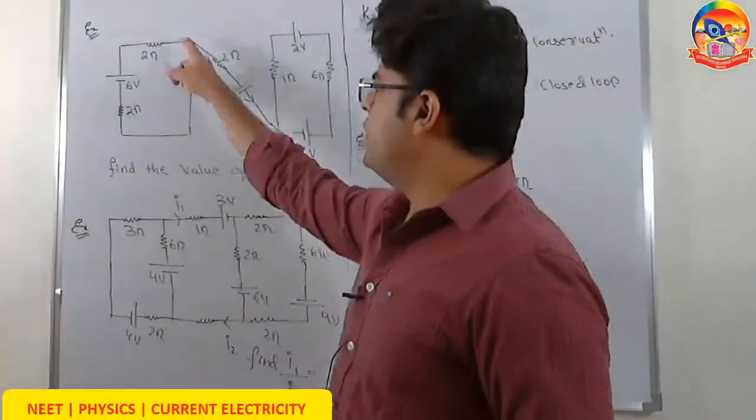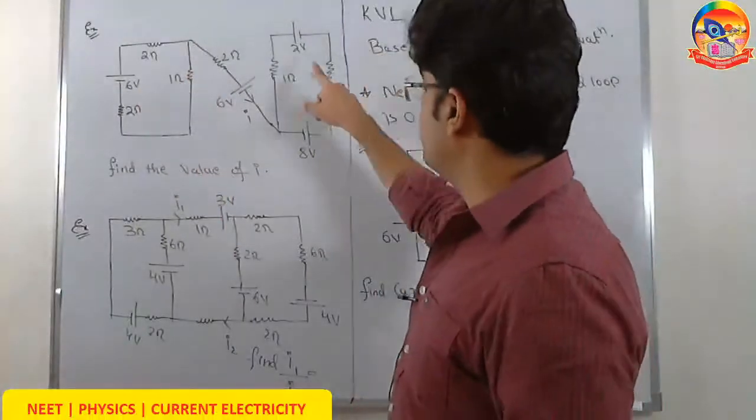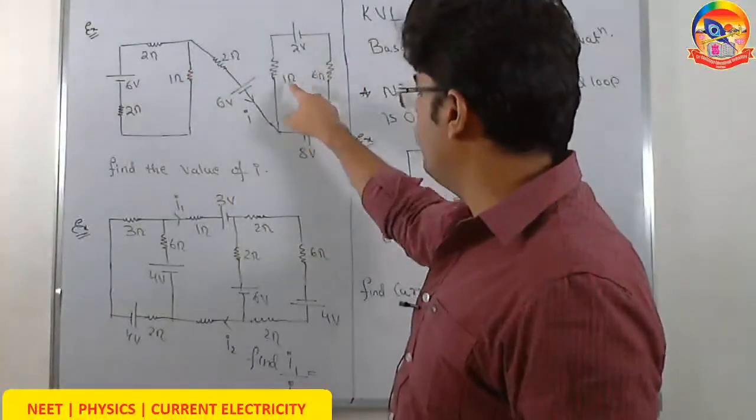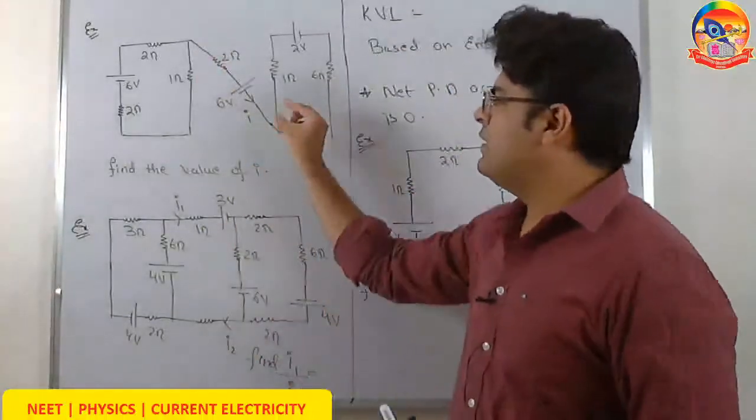First question, there is this circuit having a battery of 6 volt, 2 ohm, 1 ohm, 2 ohm resistance. Second circuit, 2 ohm, 2 volt, 8 volt, 1 ohm, 6 ohm resistance, and this line joins them. Question is, find the value of I.